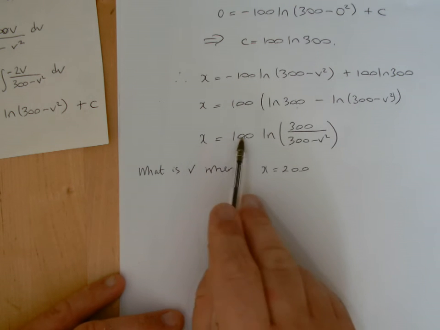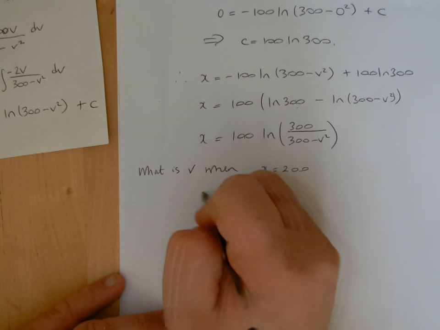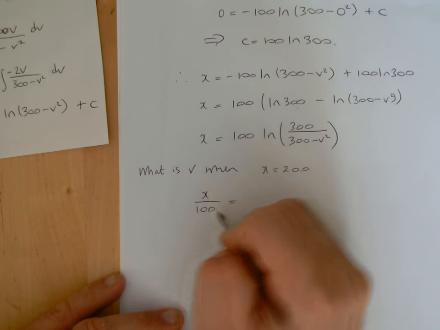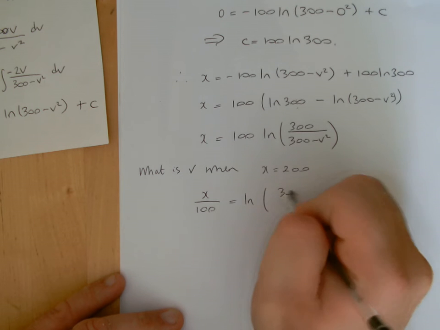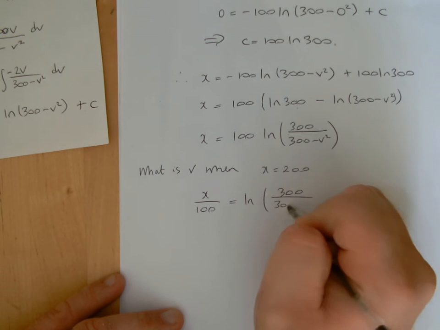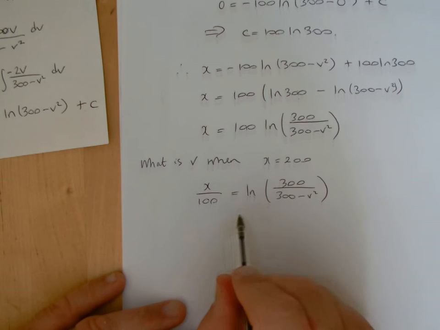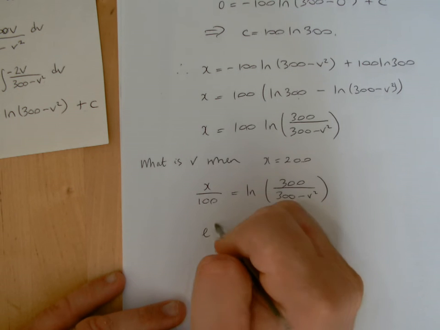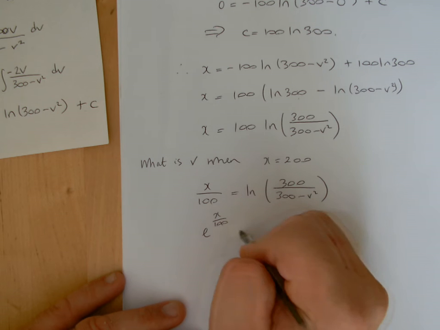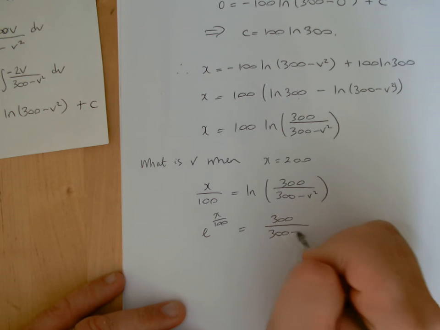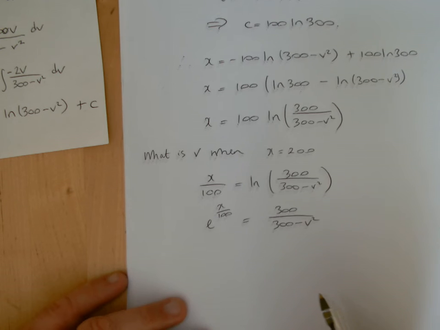I'll just rearrange this. So I'll take that 100 over first and divide. Sometimes in there, take it over and divide. So I've got that. So then I've got to take e of both sides, yeah? I'll think of taking that ln over, and you do e of that side. Do the opposite of ln, which is e. And I'm left then with 300 over 300 minus v squared.